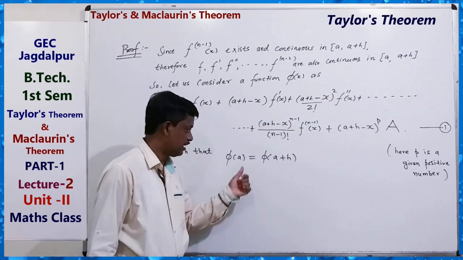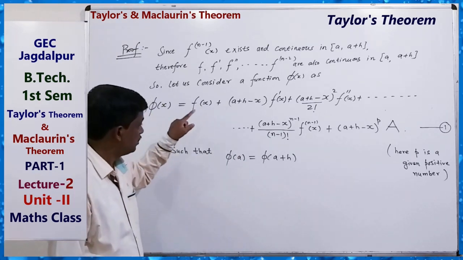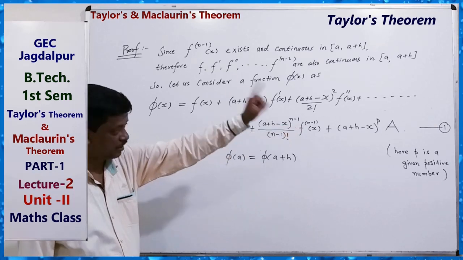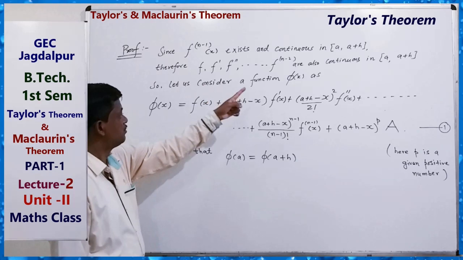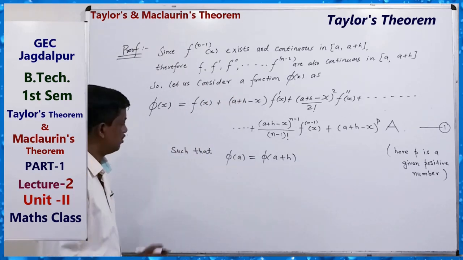Second, because we suppose this function with a constant. For determining the constant, we write this. So let us consider this function such that this. Clear?